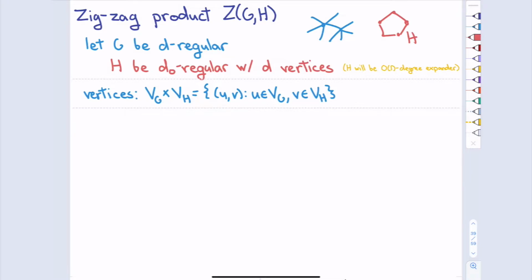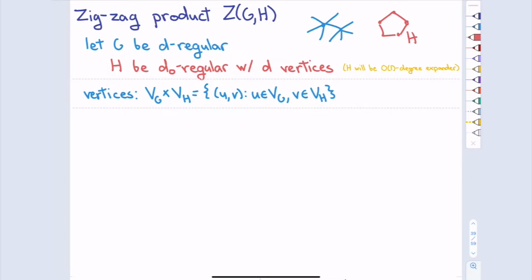Okay. So why? The idea is that H has 5 vertices, say numbered 1 through 5. If I take a random step in H and I land on vertex 3 or something, I'm going to use that and go to G and say, go to the third neighbor of the current vertex in G.